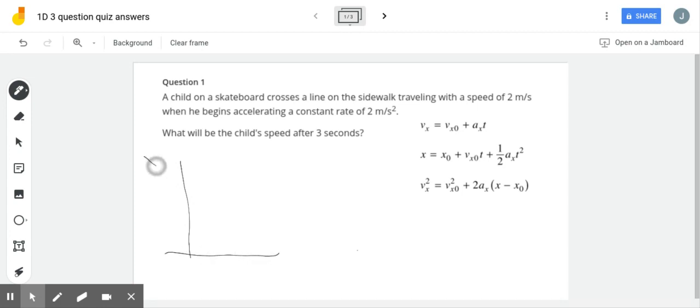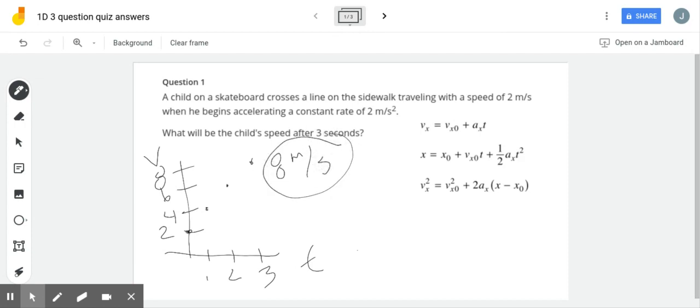Okay, so I'm going to make a VT graph. And so I know he is going to start at 2. And I know after that, he's going to accelerate 2 meters per second squared. So 2 meters per second every second. So after 1 second, he's going to be at 4 meters per second. After 2 seconds, he's going to be at 6 meters per second. And after 3 seconds, he's going to be at 8 meters per second. There you go. That's the first one.